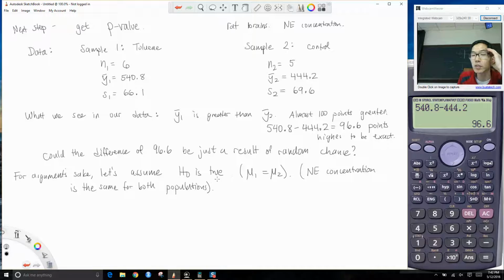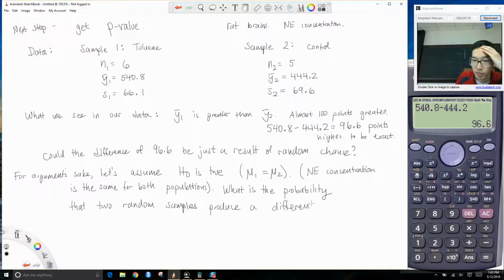Okay, so let's assume that the null hypothesis is true. Then we ask, what is the probability that two random samples produce a difference of 96.6 points or more? Okay, and the answer to this question, that probability, is our p-value.